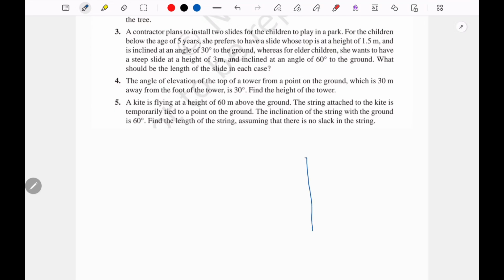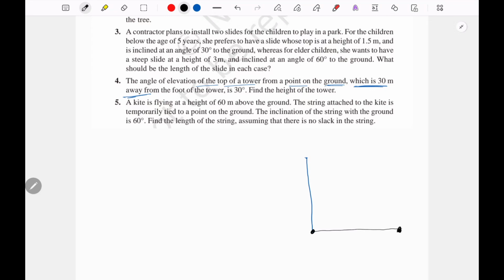It says that the angle of elevation of the top of a tower from a point on the ground which is 30 meter away from the foot of the tower. So this is the foot of the tower, and another point that is 30 meter away from the foot of the tower. Let's say this is the point which is 30 meter away from the foot of the tower. The foot of the tower is this.